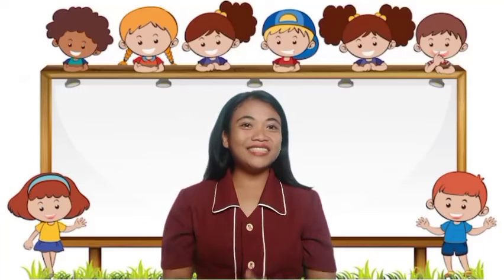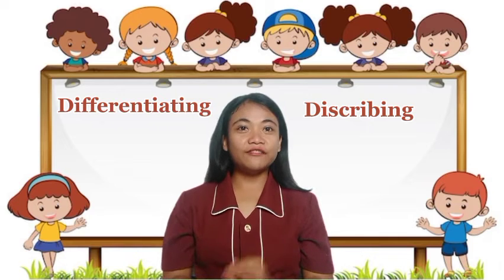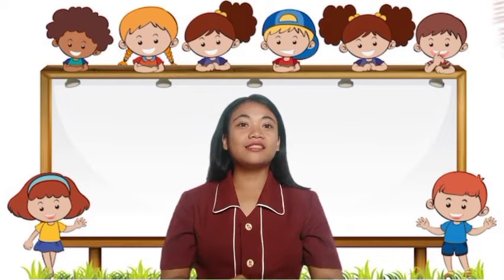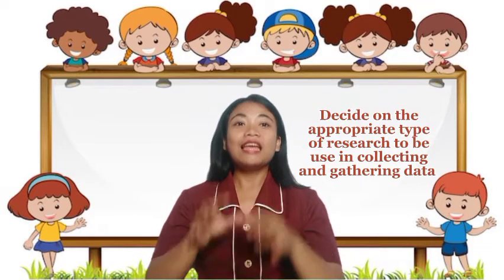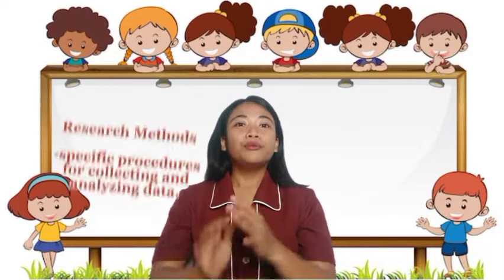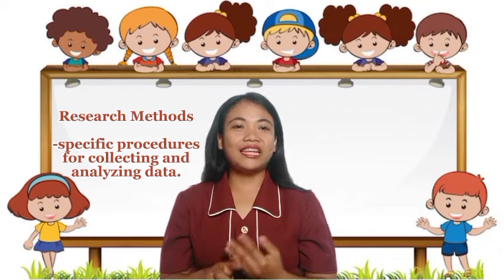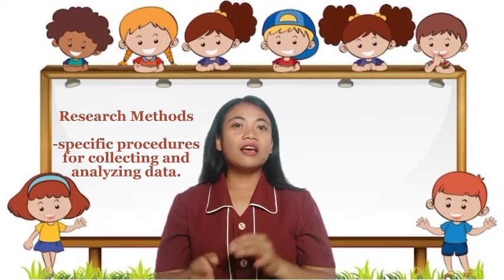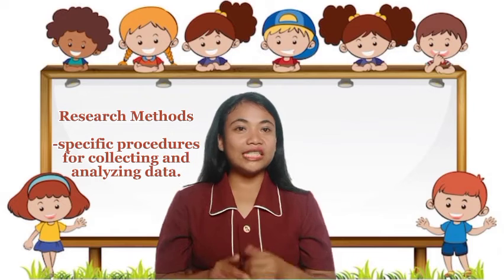And now we are done differentiating and describing the types of qualitative and quantitative research. Let's move on to the methods and deciding the appropriate type of research to be used in collecting and gathering data. Research methods are specific procedures for collecting and analyzing data. Developing the research methods is an integral part of the research design.